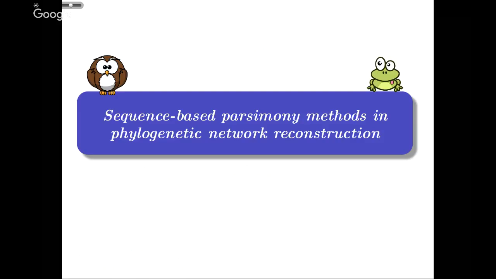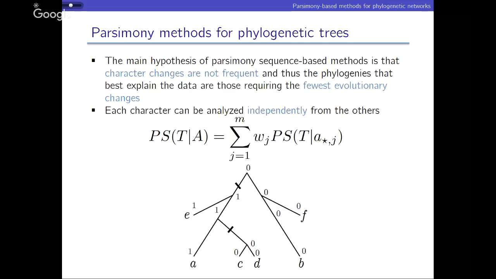In the second part of the talk, I'm going to discuss sequence-based parsimony methods in phylogenetic network reconstruction. The first thing I'll do is review sequence-based parsimony methods for trees. Their main hypothesis is that character changes are not frequent, and so the phylogeny that explains the data best is the one requiring the fewest evolutionary changes. If we have an alignment, we consider that each site evolves independently, so we consider each column of the alignment independently. We can also weight them if we have more confidence in one site than another.